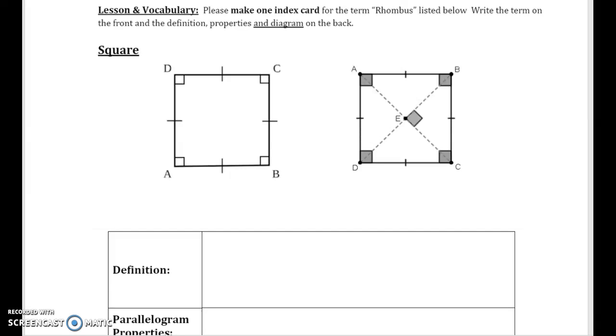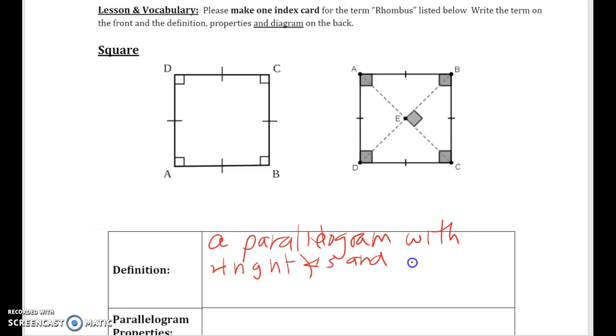Unit 5, lesson on squares. So a square is a parallelogram with 4 right angles and 4 congruent sides, or all adjacent sides congruent. So a square is a rectangle, and a square is a rhombus. A square, basically, if there's a property, the square has it. Okay? So because a square is a parallelogram, it has all the properties that a parallelogram has.